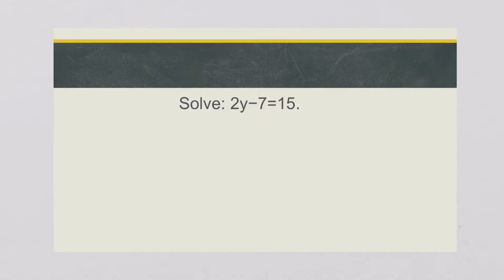Okay, so let's take a look at this one. 2y minus 7 equals 15. What is happening to our variable? It's being multiplied by 2 right there. It's also being subtracted by 7. Undo addition and subtraction first. So I want to add 7 to both sides of that equal sign. Negative 7 plus 7 goes away. You're left with just regular old 2y on the left. 15 plus 7 is 22.